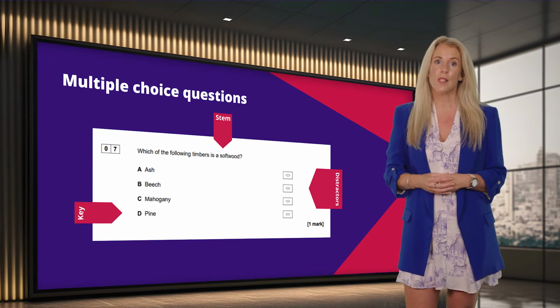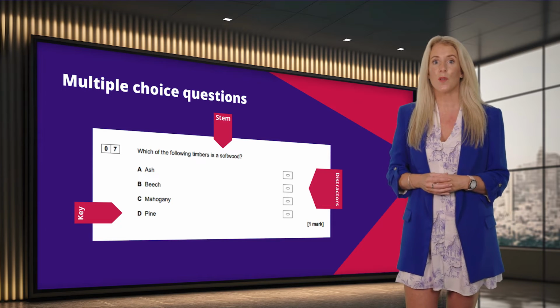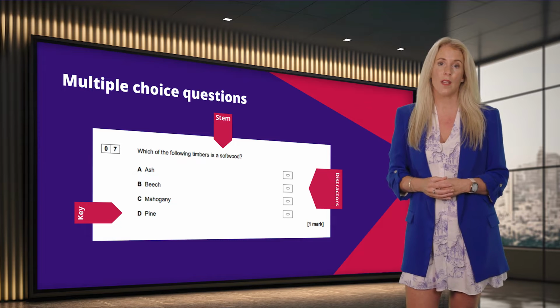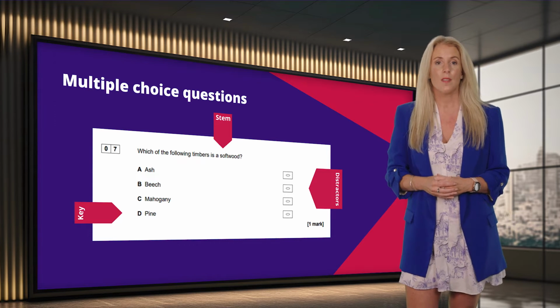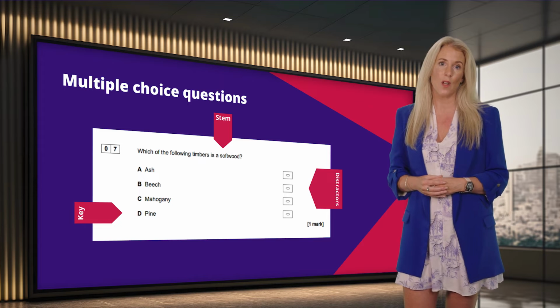We use MCQs in GCSE Design and Technology. They're notorious for being difficult to write, but when they're designed well, they can cover a really wide topic area in a short amount of time. They aren't just used for testing recall, but can validly test application of knowledge.